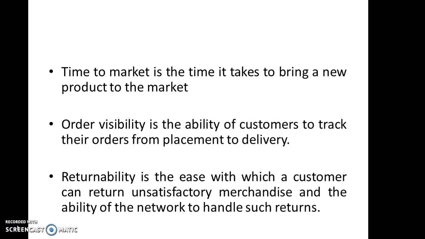The next point is order visibility. It is the ability of customers to track their orders from placement to delivery. Once a customer places an order, the customer will be very eager to know what happened to the order. So, the supply chain system should make the customers aware about the order. That means whether the order is received or not.